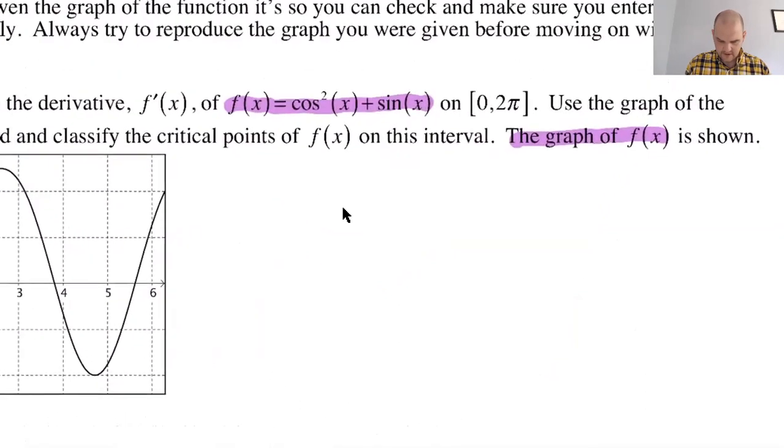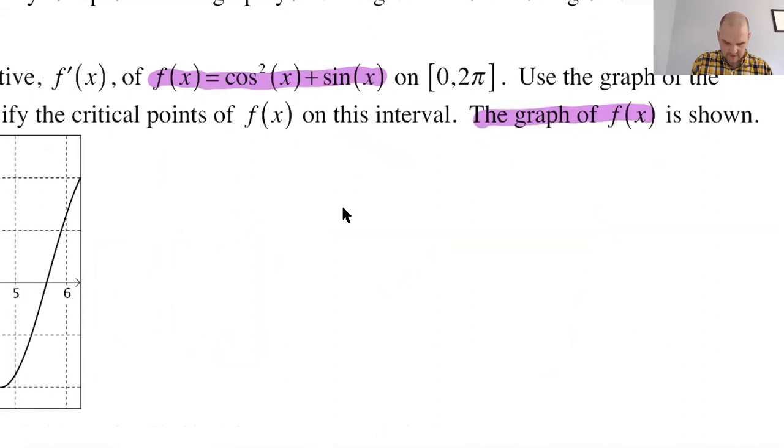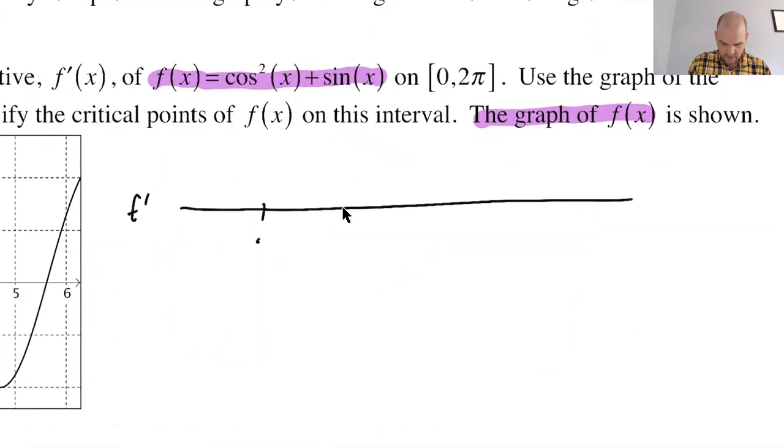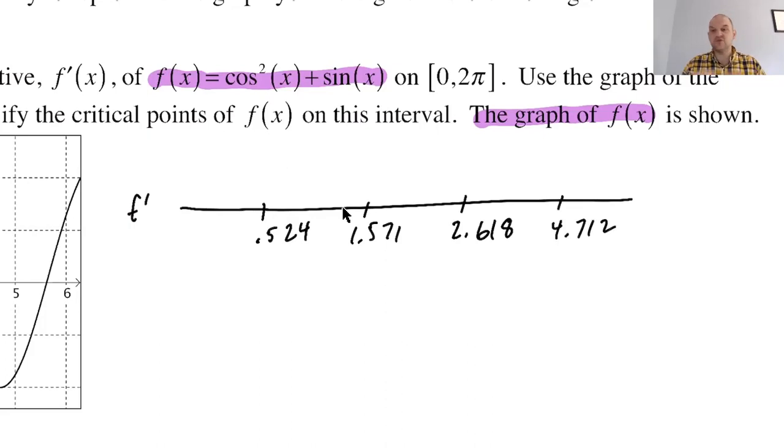Okay, f prime. So it'll be a sign chart for f prime. And on the sign chart, I'm going to put 0.524, 1.571, 2.618, 4.712, right? So it's important to realize that you can take a graph of the derivative and turn it into a sign chart. You can also take a sign chart and turn it into the graph, but not as accurately. So here we go: positive, negative, positive, negative, positive.